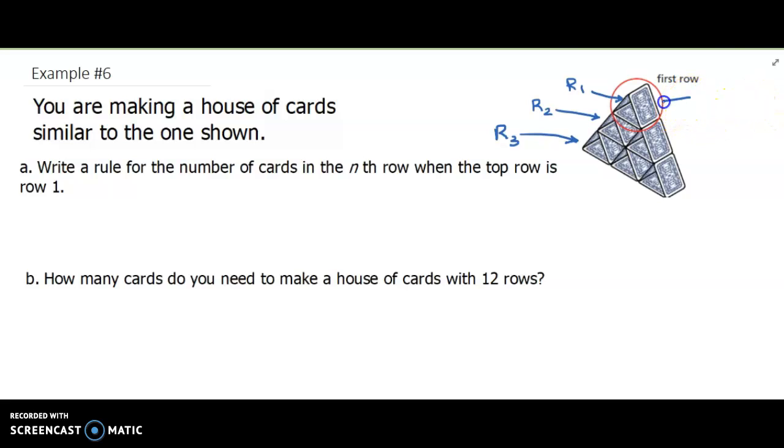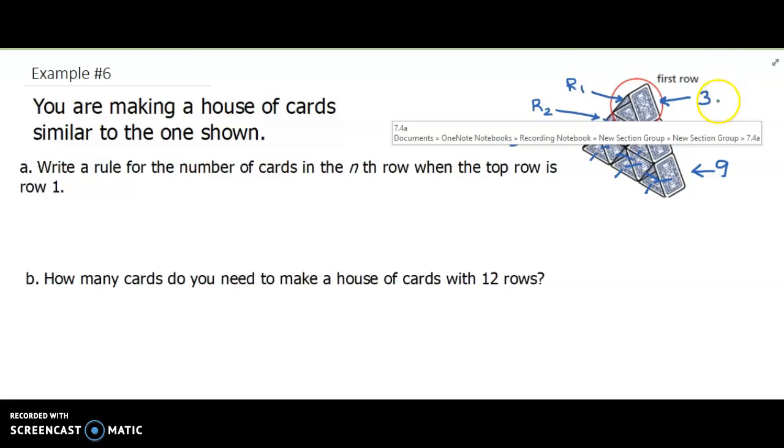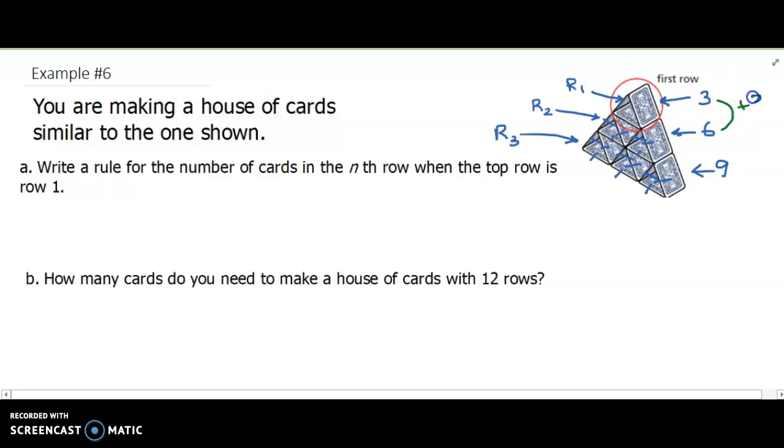Okay, so if I look here, notice my row 1 has 3 cards. Now if I count these 3 cards in row 1, how many additional cards would I need for row 2? Well, here's 1, 2, 3, 4, 5, 6. I need 6 more cards. For row 3, I would need 1, 2, 3. I've already counted the top. 4, 5, 6. Already counted the top. 7, 8, 9. I need 9 additional cards to complete row 3. Now notice here, I have an arithmetic sequence where I'm just adding 3 every time.